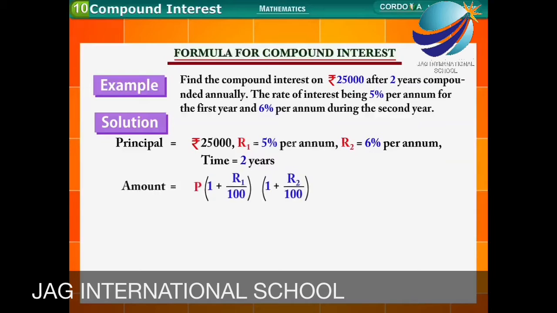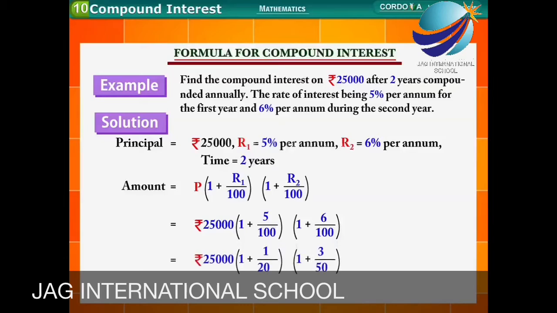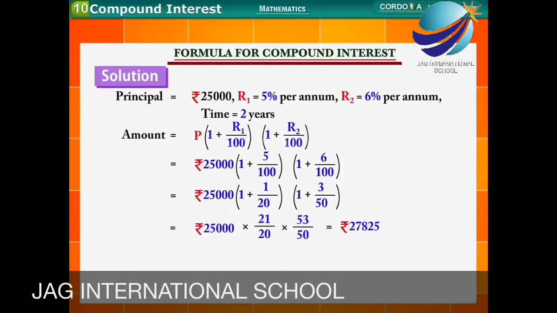Amount is equal to P into 1 plus R1 upon 100 into 1 plus R2 upon 100, which is equal to rupees 25,000 into 1 plus 5 upon 100 into 1 plus 6 upon 100, which is equal to rupees 25,000 into 1 plus 1 upon 20 into 1 plus 3 upon 50, which is equal to rupees 25,000 into 21 upon 20 into 53 upon 50, which is equal to rupees 27,825.